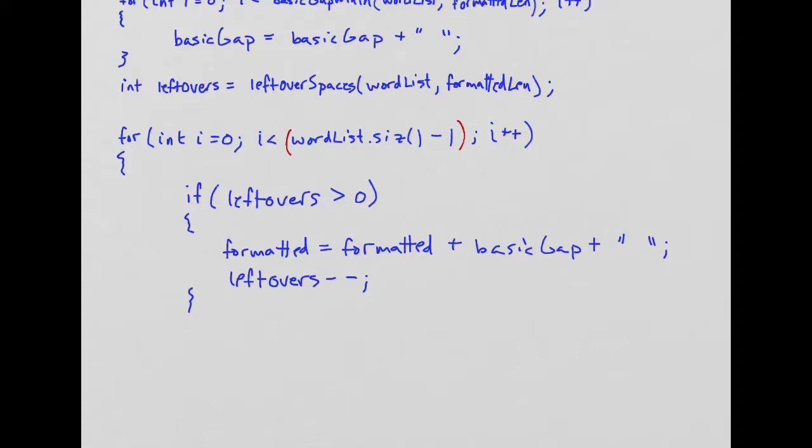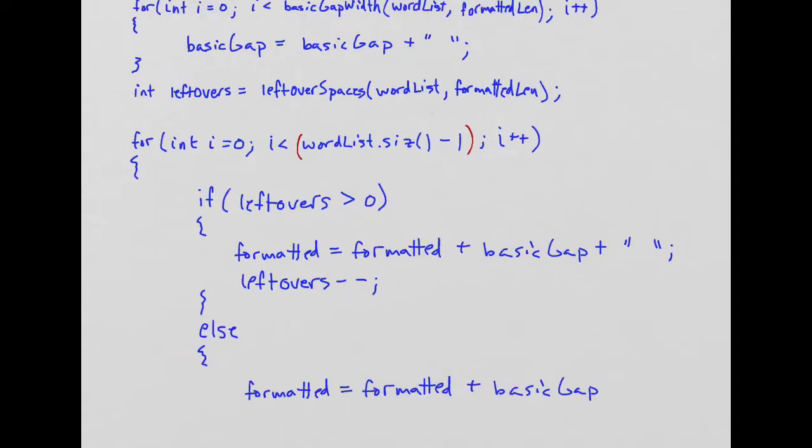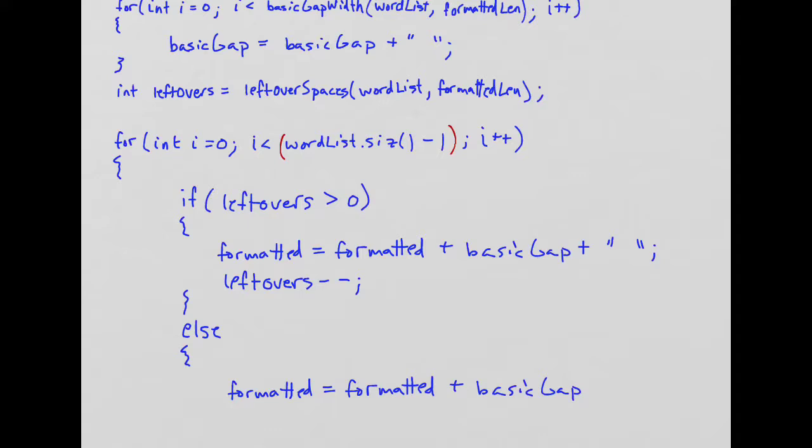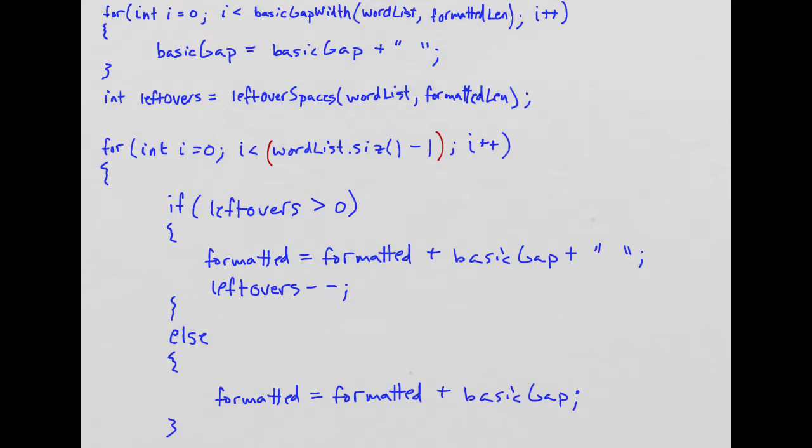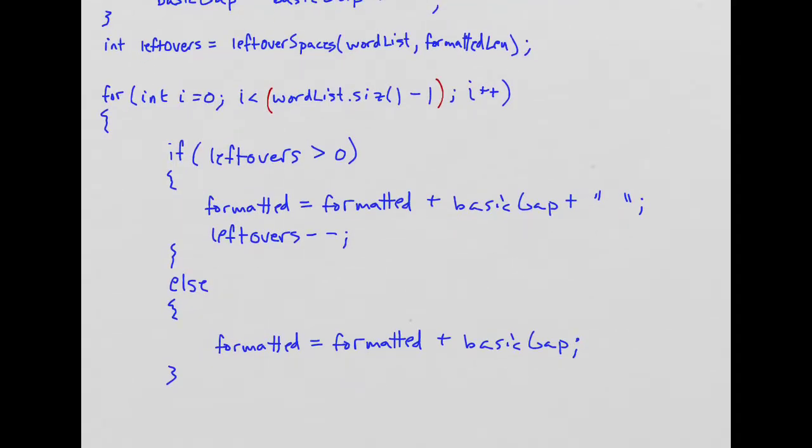So that takes care of the first part of the string, where I am adding basic gaps and a leftover space. Else, so if I have no more leftover spaces, then I can just add my basic gap because I don't have any more leftover spaces. So when I run out, I'm still continuing with my loop, but I'm now only adding just basic gaps. I'm not adding an extra space to that. So I'm done with putting in all of the words and the gaps after them.